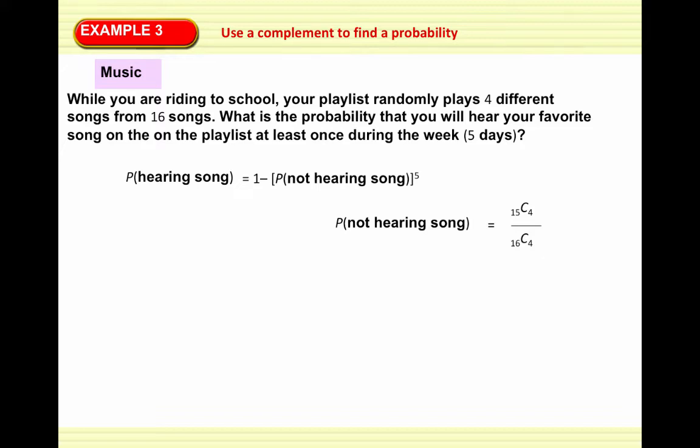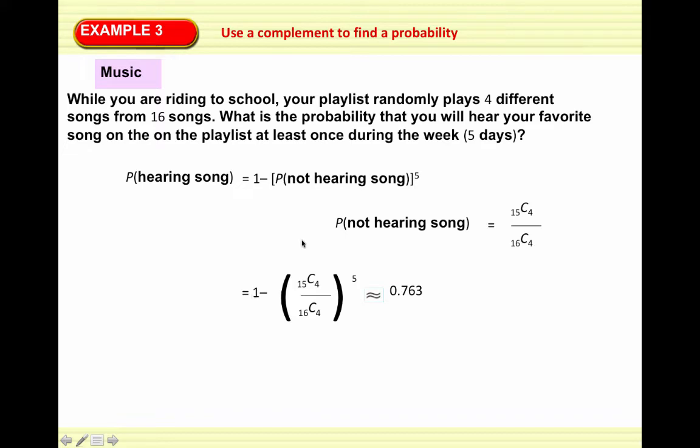And so the probability of not hearing your song would be the playlist choosing any 4 songs out of the other 15 that aren't your favorite, divided by the number of combinations where the playlist picks any 4 songs out of all 16, including your favorite. So not hearing your song on a given day, that probability is going to be raised to the 5th power because that happens 5 days in a row, each day being independent of the last day. So it's 15 choose 4 over 16 choose 4 to the 5th power, and then we're going to subtract that from 1.